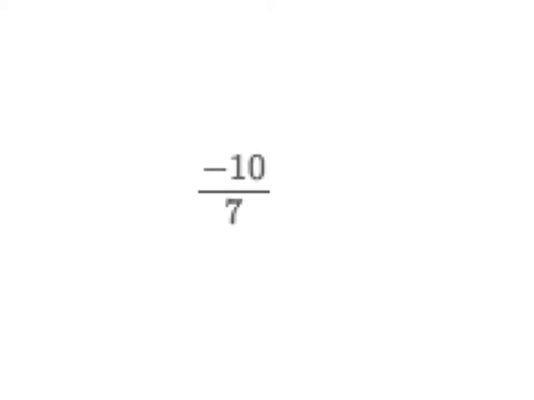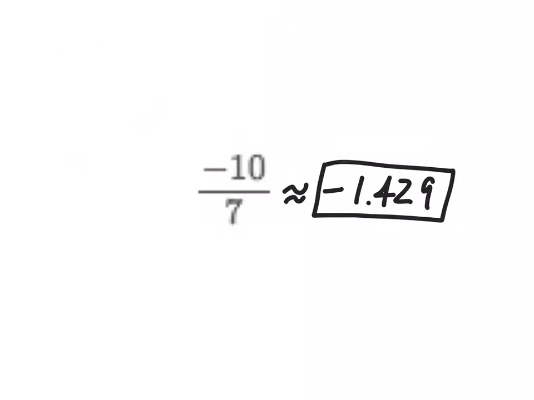And what this gives me is an approximation. I'm going to get a negative, because negative divided by a positive is a negative. This is going to give me about 1.429 if I round to 3 decimal places, which is usually where I want you guys to go with that. Once I do that division, I'll get a decimal.